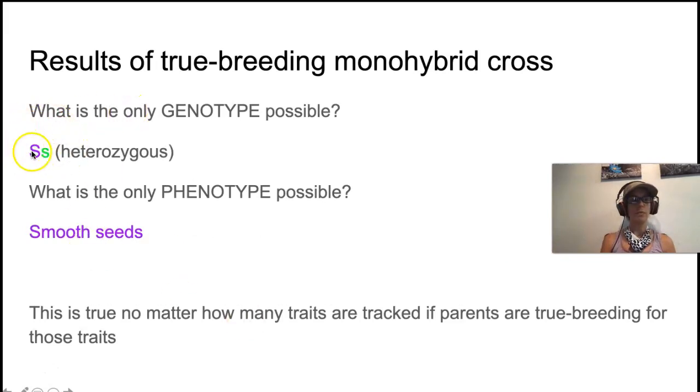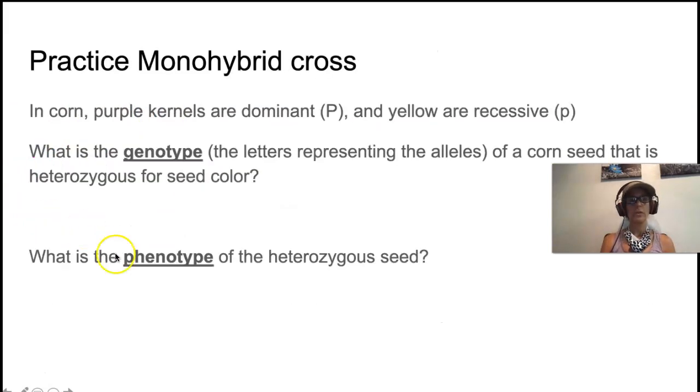So there's the genotype that results. They are all smooth. So if that was smooth and wrinkled, if we use purple and yellow, the genotype representing a corn seed that is heterozygous for seed color means you need to provide the letters that represent 1 dominant allele and 1 recessive allele. And in the phenotype, you're being asked to provide a description of the physical appearance.